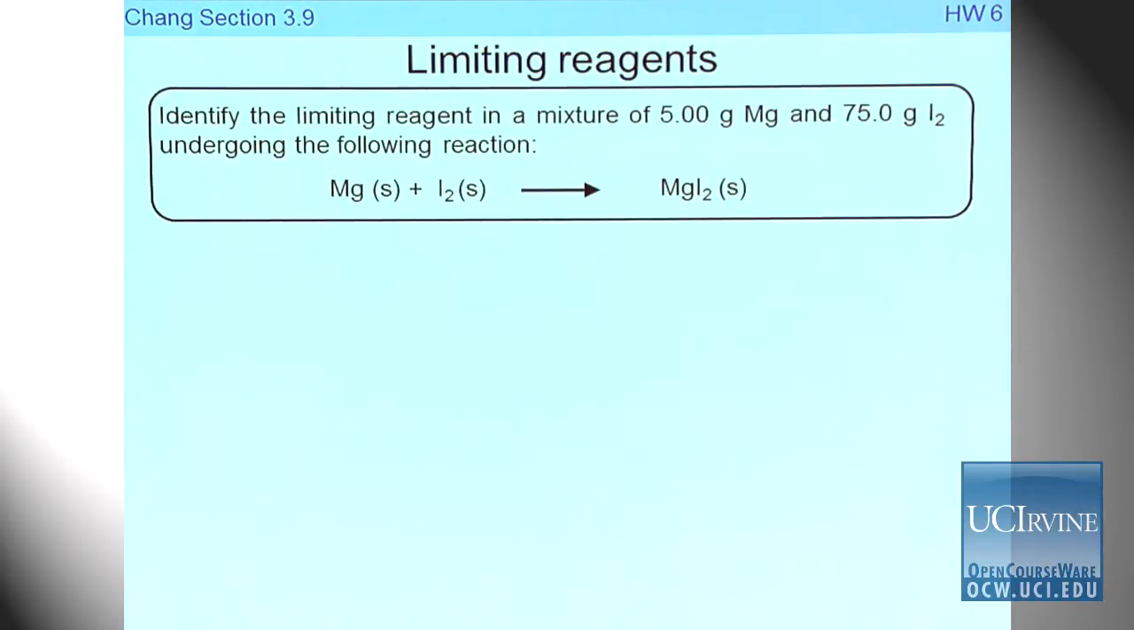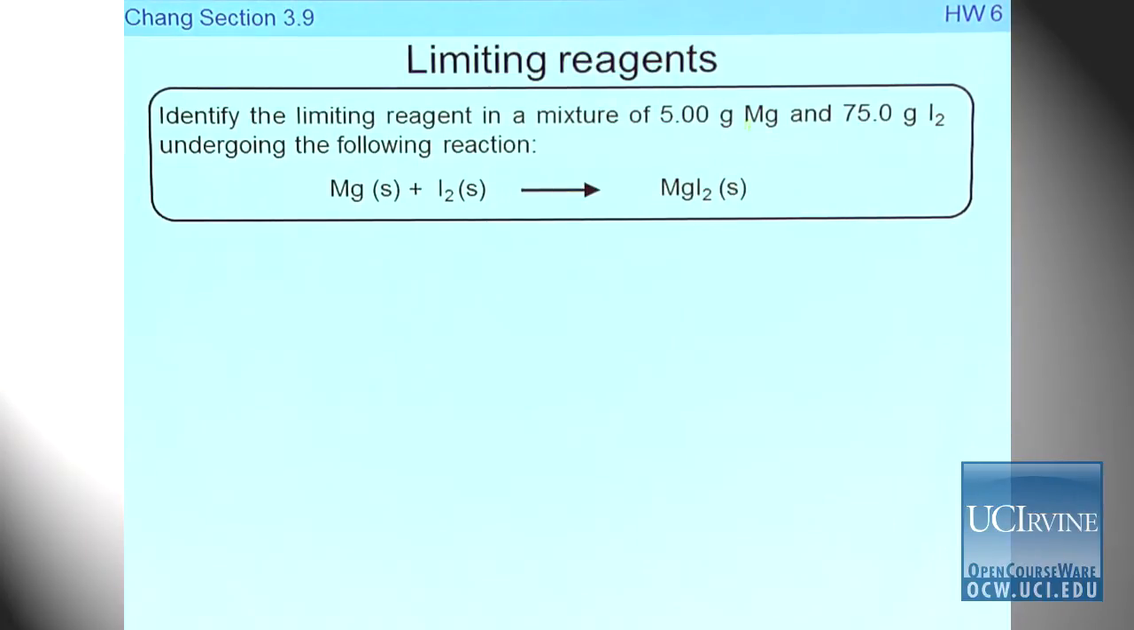Okay, now, let's look at questions like this. Let's determine what is the limiting reagent in this particular question. All right, so I have a mixture of magnesium and iodine gas. I have 5 grams of magnesium and I have 75 grams of iodine gas. And my product is called magnesium iodide. Identify the limiting reagent. Okay, so which one is running out first in this particular case?